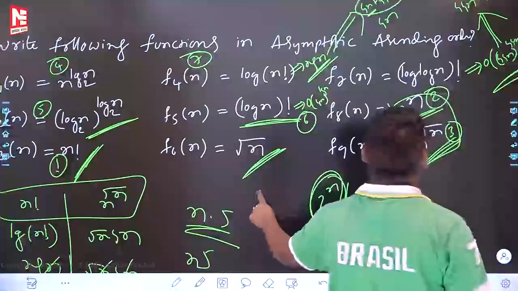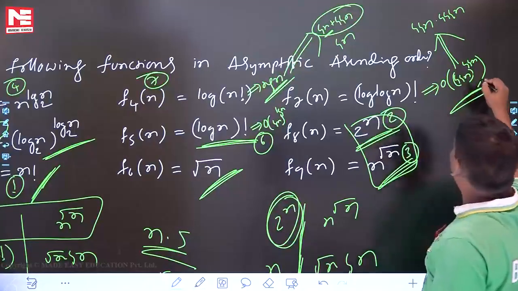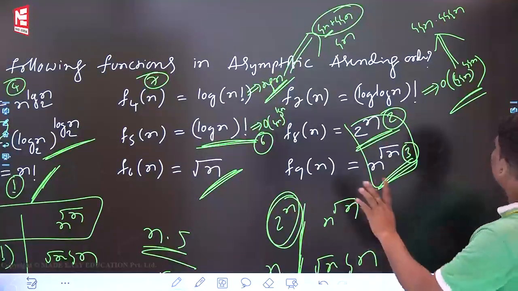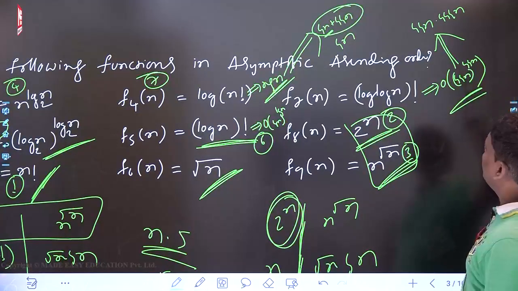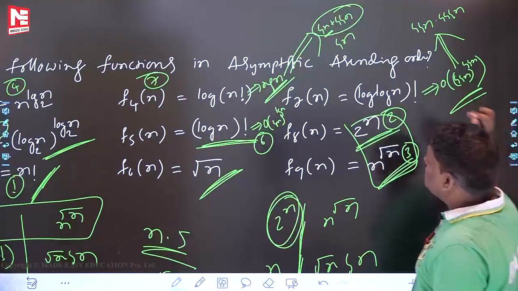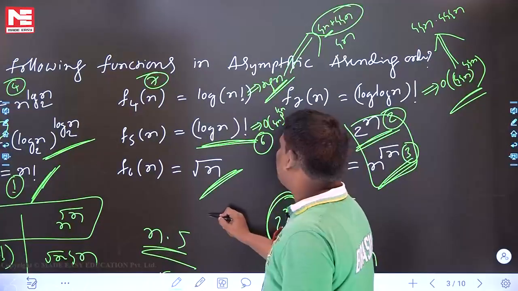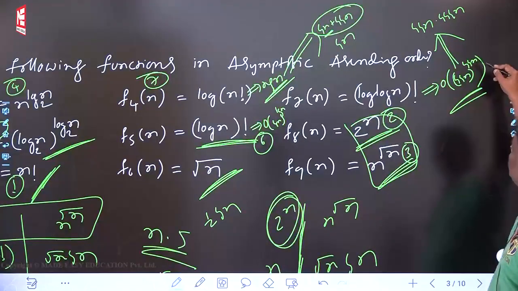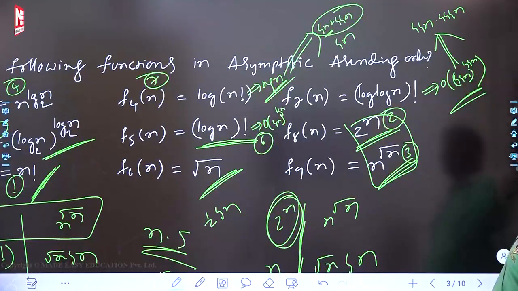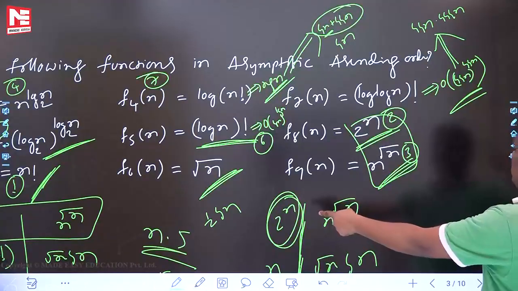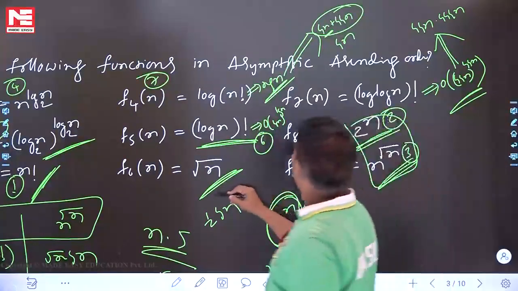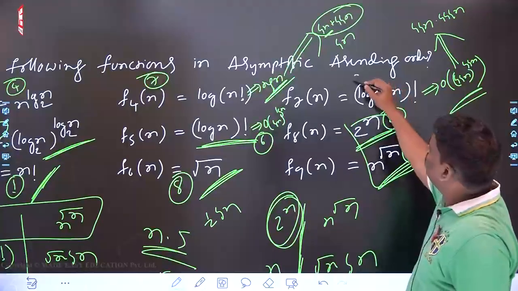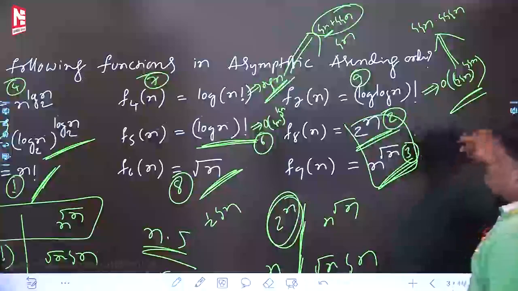Next one: root n and (log n) to the power log n, who is bigger? If you apply log here, the answer is 1 by 2 log n. Here it is going to be log n into log n, which is bigger. 7 is over, it is the 8. This is going to be 9. Check once if anything is wrong.